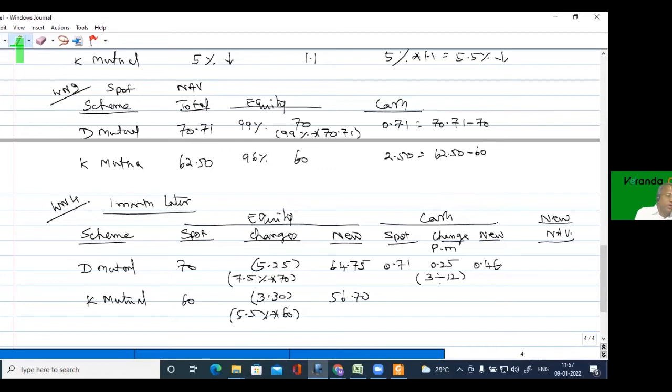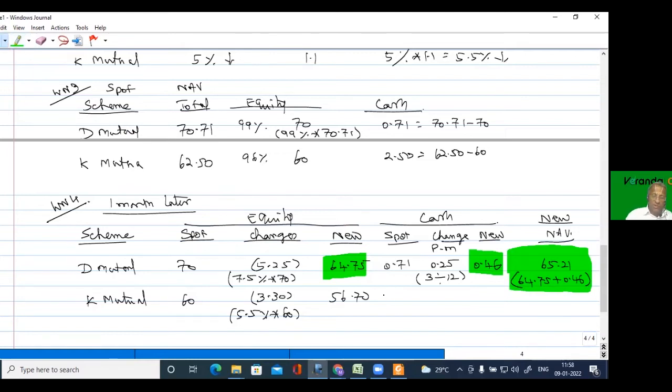0.46. Now these two I got to add and bring out here, plus 64.75. When I get, it is going to be 65.21. So 64.75 plus 0.46. That is the way we will arrive at. Same thing in this case also.